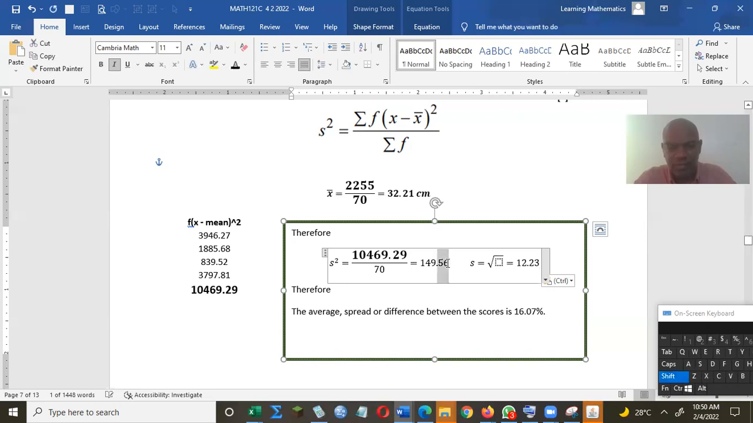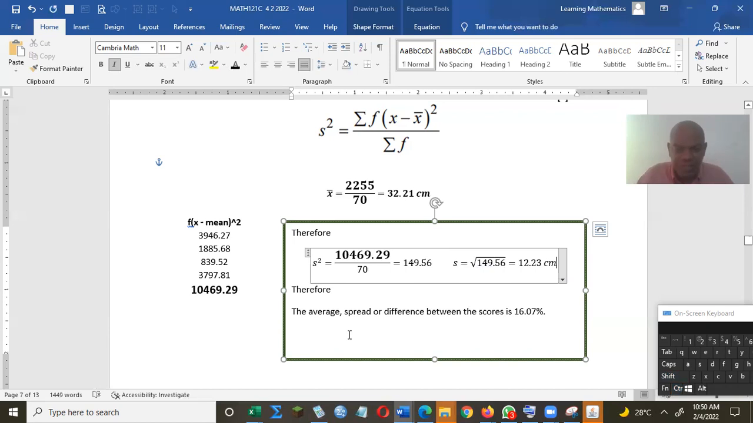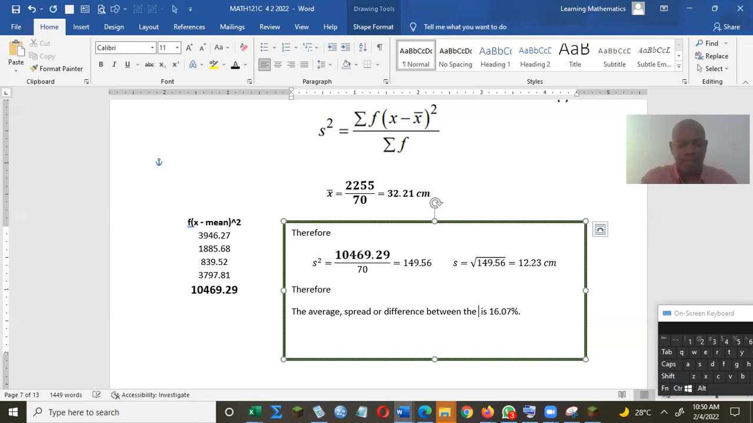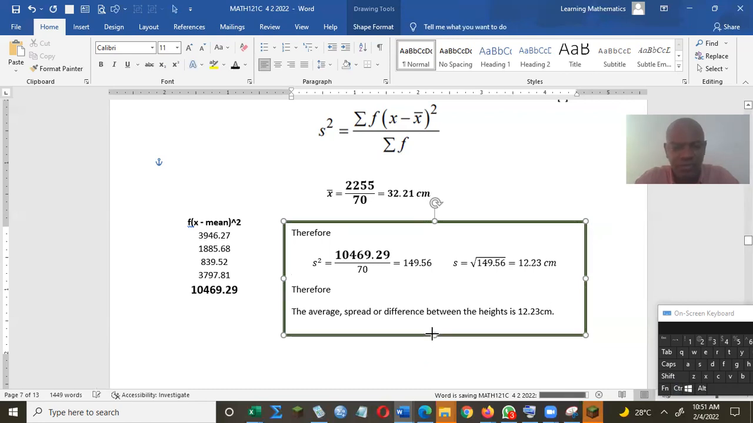This number that comes here, that's the variance. Okay, and that is in centimeters. So therefore, the average spread or the average difference between the heights, according to method number 1, is 12.23 centimeters. Okay. Variance and standard deviation of grouped values using method number 1.